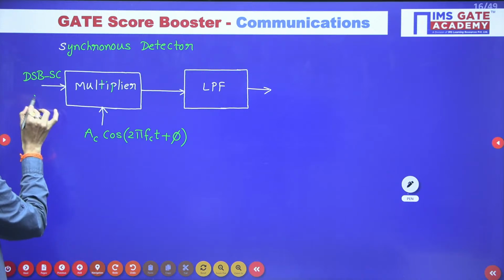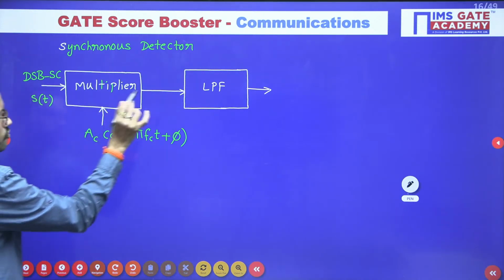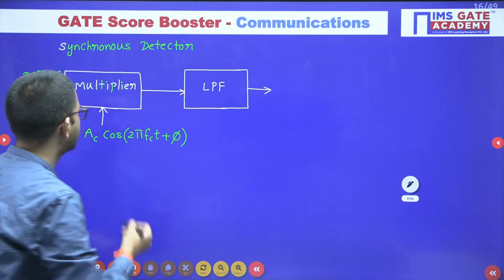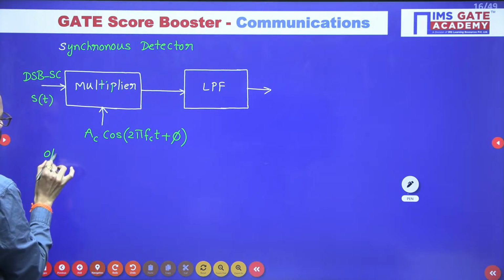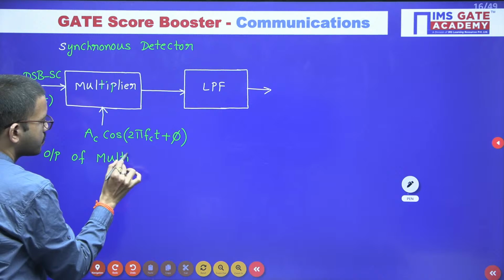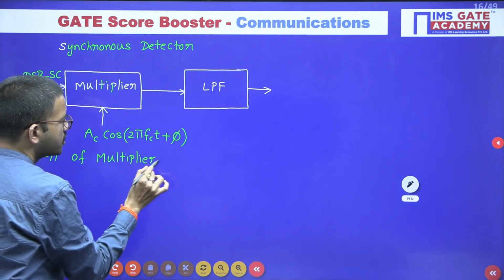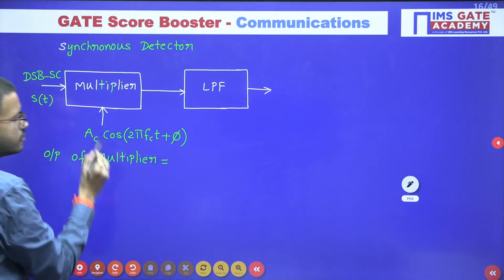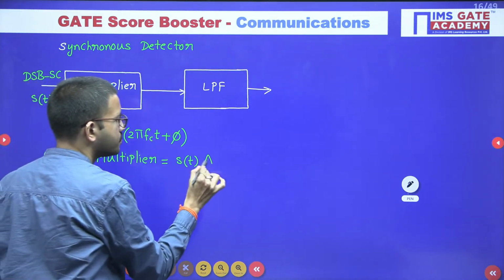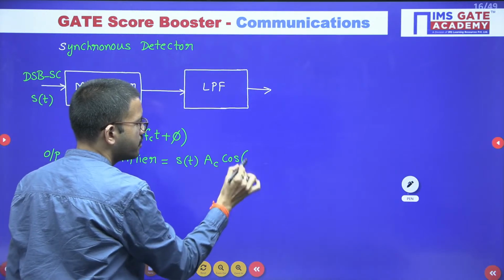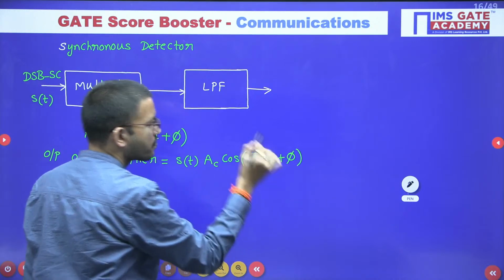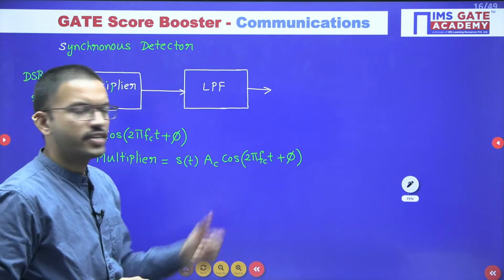Okay, so for the timing I am representing the DSB-based signal as S of t. Now let us write the output expression at the output of the multiplier, which is nothing but S of t into AC cos(2 pi f ct plus phi).